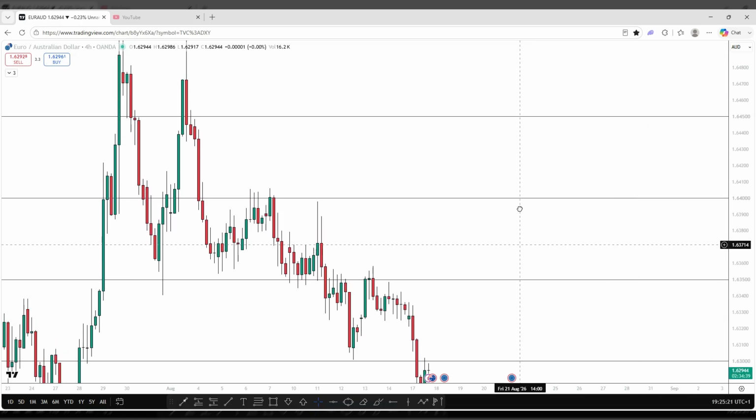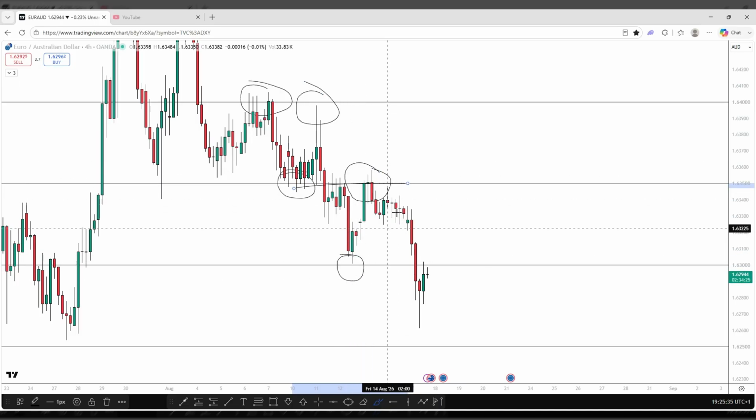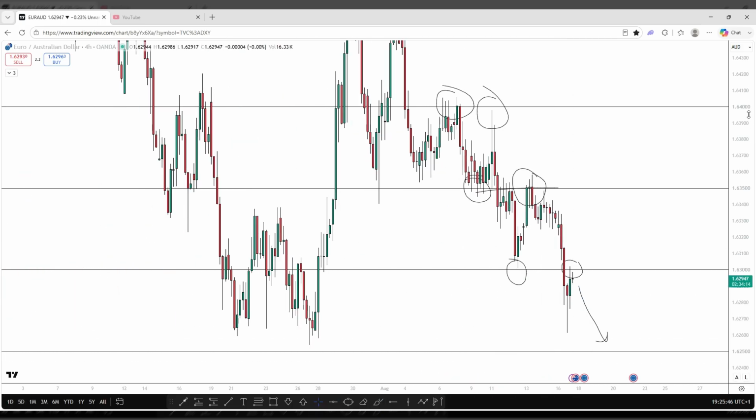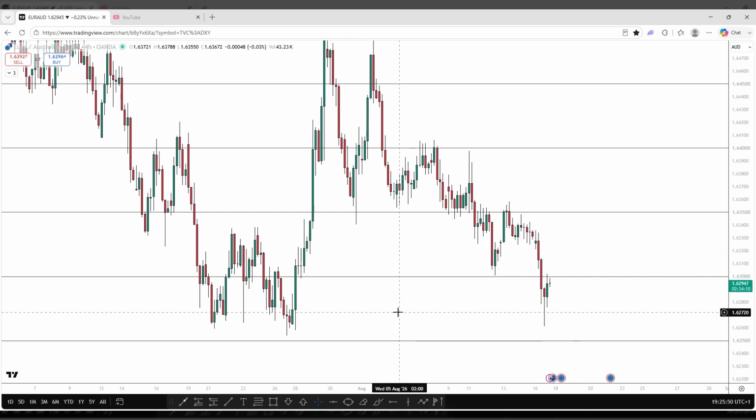If I zoom into what's happened recently on Euro Australian dollar, price bounced, broke below, retested the next, came back to retest the area, it broke, pushed down. This area is broken, but now look, it's retesting it. So there's an argument that price might continue to push down. When it comes to these round numbers, it's good to have them on your chart. It doesn't matter if you trade the 3-minute time frame.